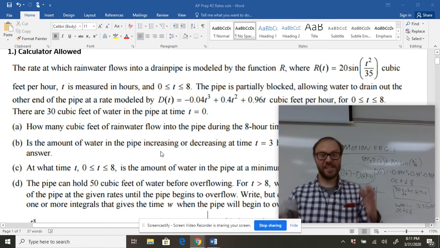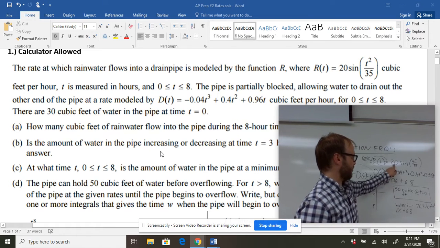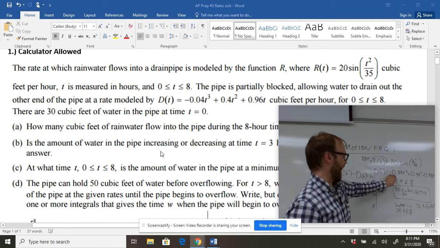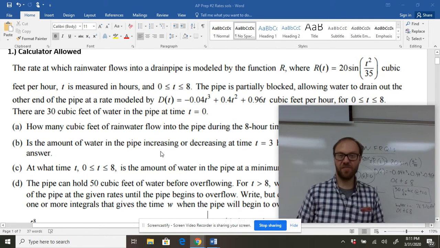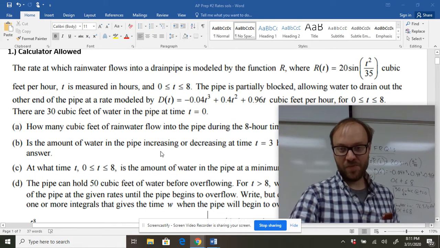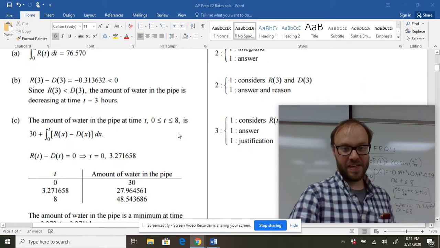Okay, and remember, this is a calculator problem. This would be brutally difficult if you didn't have a calculator. But you can take this 20 sine of t squared over 35 equation, and you can subtract this d equation here, and use the 0 function on your calculator to figure out where that occurs. Okay, now in this particular problem, I'm just going to go ahead and take a look at where that occurs to save a little bit of time here.